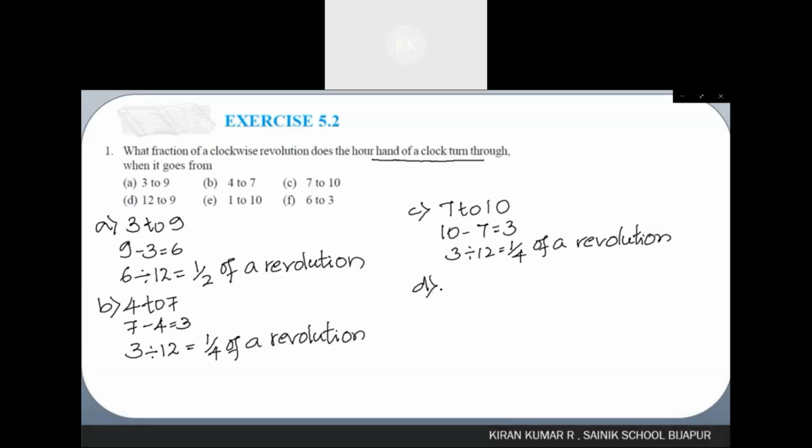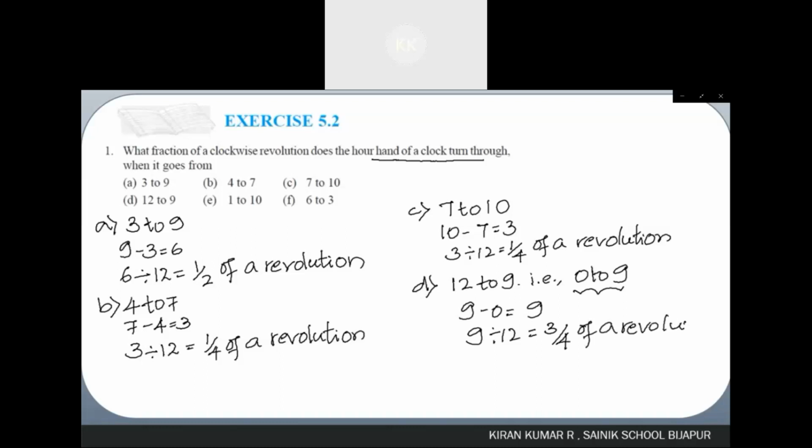Next is 12 to 9. 12 to 9 is same as from 0 to 9. It is because 12 o'clock is the reference I need to consider as 0 to 9. Totally 9 hours the hour hand has traveled. So 9 minus 0 will be 9. When 9 is divided by 12, I'll be getting 3 by 4. So 3/4 of a revolution is done by our hand.